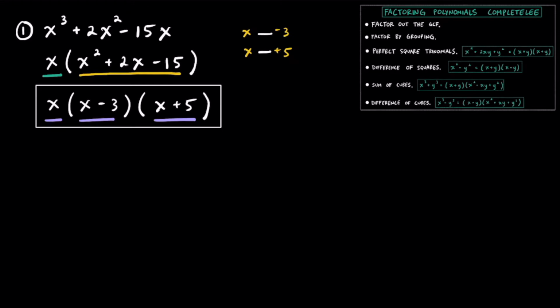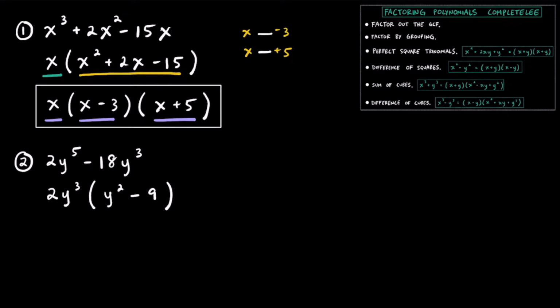Let's try another one. For example 2, we have 2y to the 5th power minus 18y to the 3rd power. So looking for a GCF first, I notice that they both have 2 as a common factor, and they both have y to the 3rd power as a common factor. Factoring that out from both terms, we'll be left with y to the 2nd power minus 9. All right, so what we just factored out, this 2y to the 3rd power, that's the GCF, and that can't be factored anymore. However, on the inside of this parentheses, this is a quadratic, so we might be able to factor this into 2 binomials.